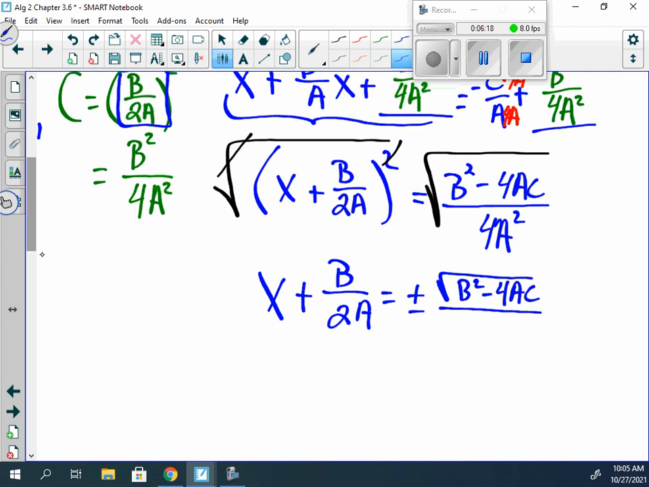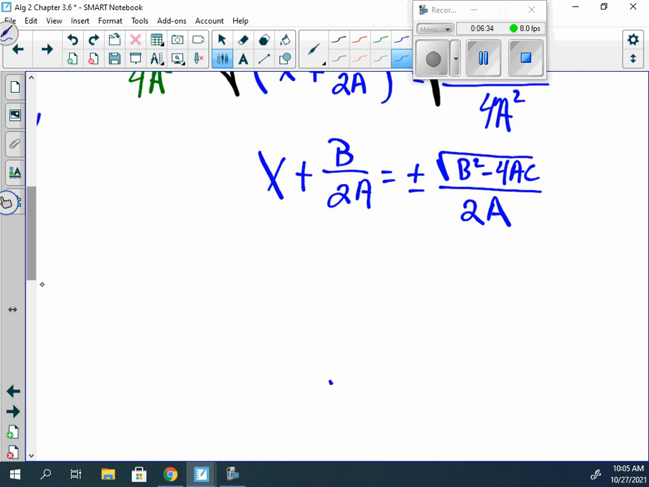But the denominator, what's the square root of 4? Square root of a squared, which is a. So the square root of 4a squared is 2a. And last but not least, to get x by itself, we would subtract b over 2a from both sides.